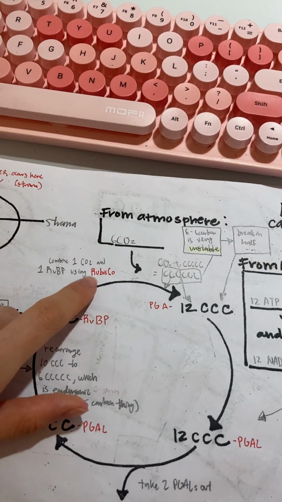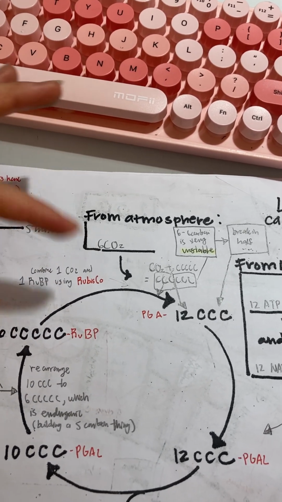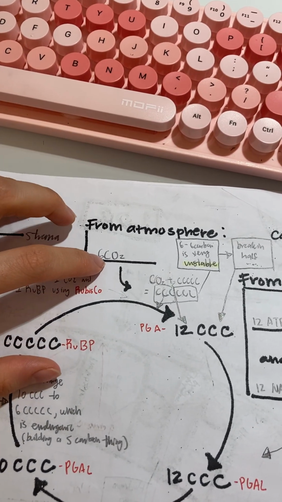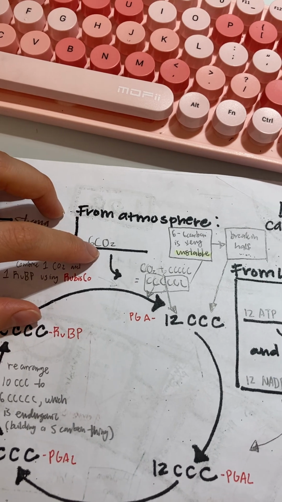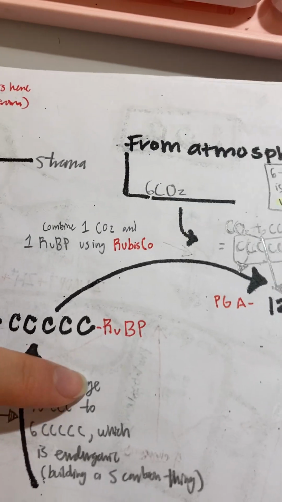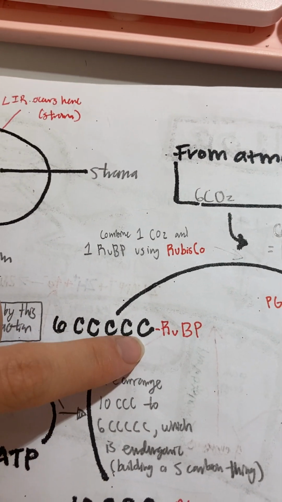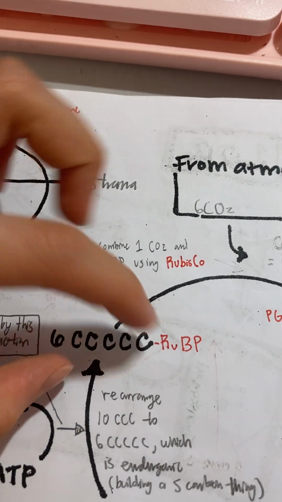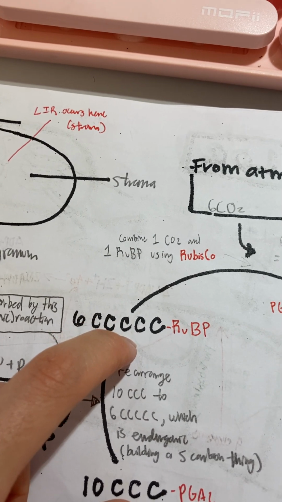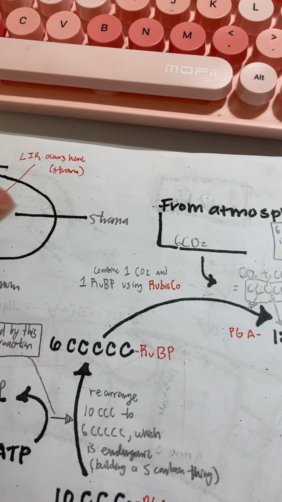All right, so from the atmosphere, you know how plants need carbon dioxide? Well, this is where the carbon dioxide comes into play. From the atmosphere, plants take in the carbon dioxide. And then over here, this is a 5, there's 1, 2, 3, 4, 5 carbons, and then there are 6 of these 5-carbon structures. So say there's one molecule that's made of 5 carbons. There are 6 of those 5-carbon molecules.